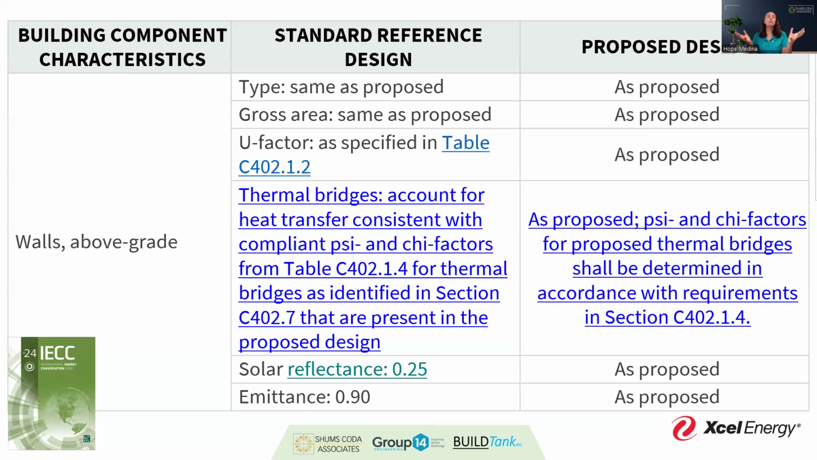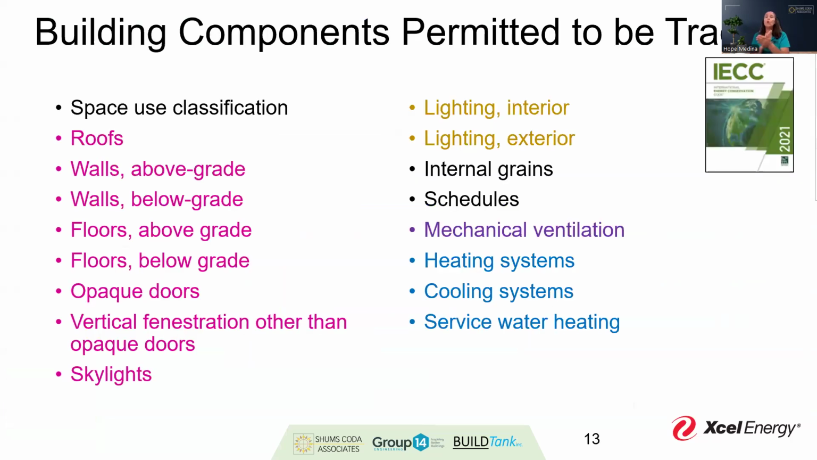It's incorporated into all of the compliance paths. All right, so what are the type of things that we get to trade off? Now, if you'll look, these are the building components that you find within the 21 that you do get to do some trading with. So, I should say, they have components listed in the table.